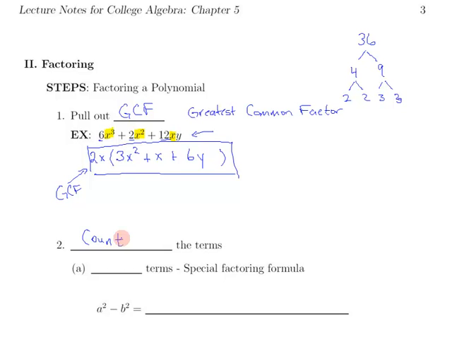So, what does that tell you? If I count the terms and say I have 2 terms, then what do I know? Well, if 2 terms are there, the only way to factor it is to use a special factoring formula. I'm going to give you 3 of them. One of them you'll have to know by heart.